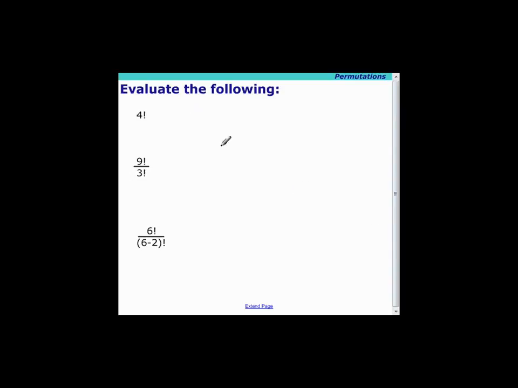Here's something you can do on your calculator if you want. Figure out what 4 factorial is. I could write it out. 4 times 3 times 2 times 1 is 24. Try it on your calculator.